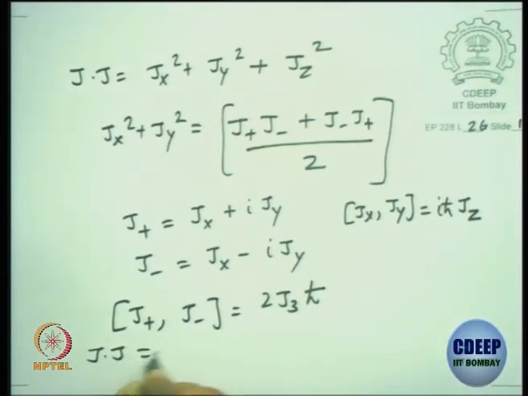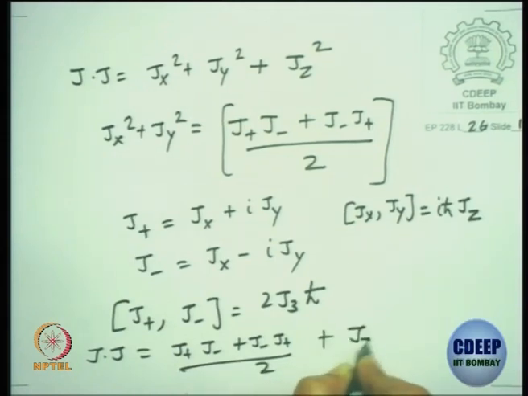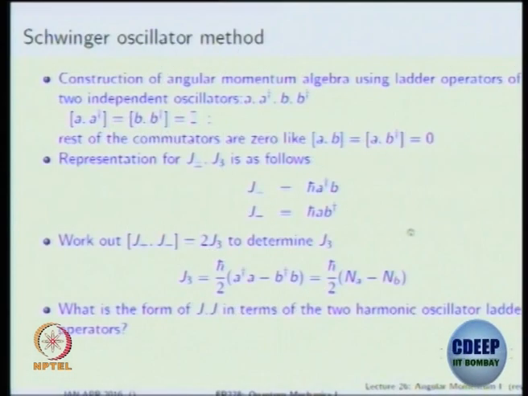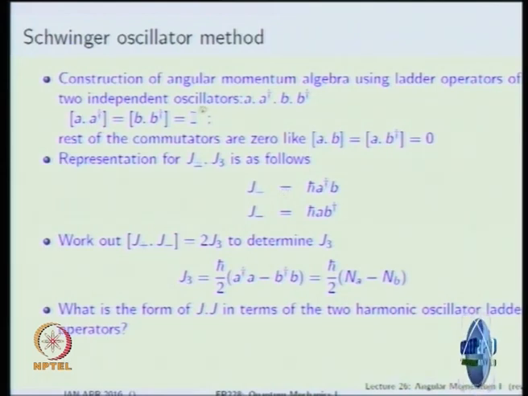J dot J will be (J plus J minus plus J minus J plus) by 2 plus Jz squared. So J plus is given to you and J minus is given to you. J plus is given to you in terms of these harmonic oscillator ladder operators, two commuting, independent harmonic oscillators, and J3 you have derived, but if you have not done so, please go back and check this. And using this, find what J dot J is. Please work it out. This is also an exercise for you.